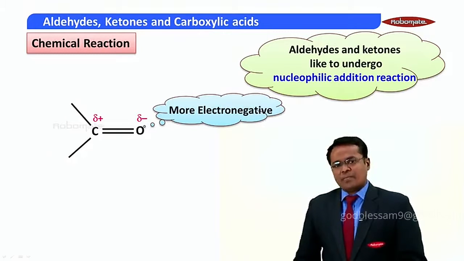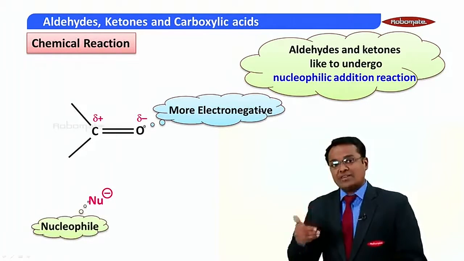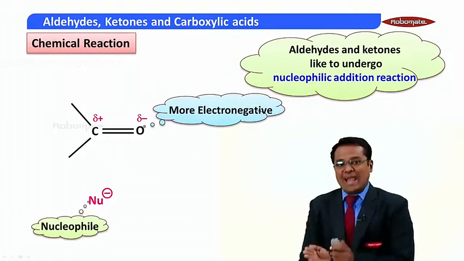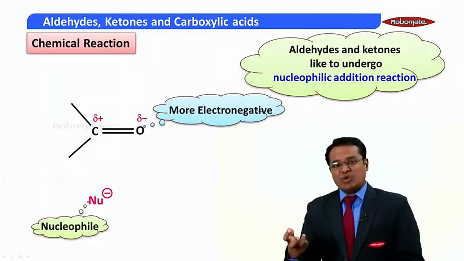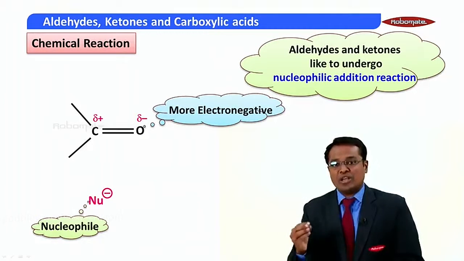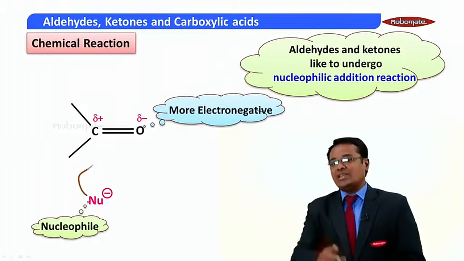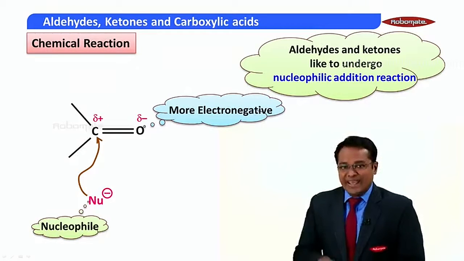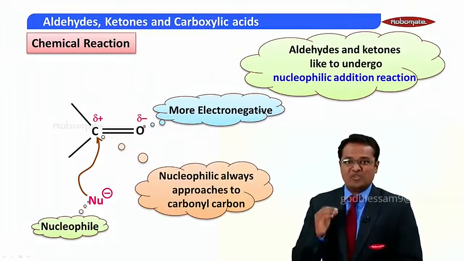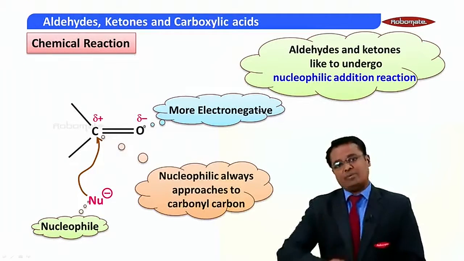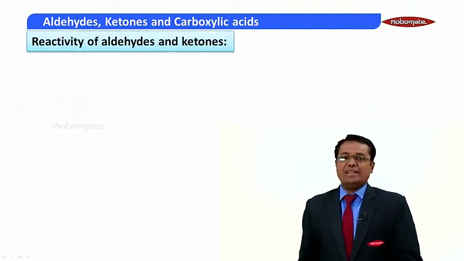Now suppose I have a nucleophile, which is electron rich. So obviously it is going to attack an electron deficient center, and in our carbonyl group that is the carbonyl carbon only. So the nucleophile will always approach the carbonyl carbon, and hence always remember one thing: a nucleophile always goes to the carbonyl carbon. Now let's discuss the reactivity of aldehydes and ketones.